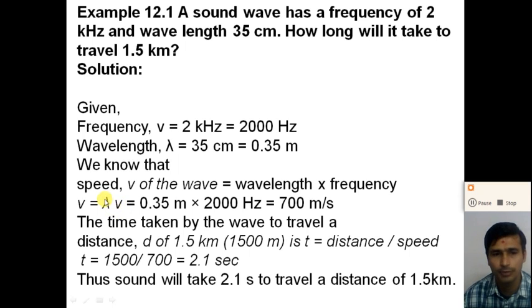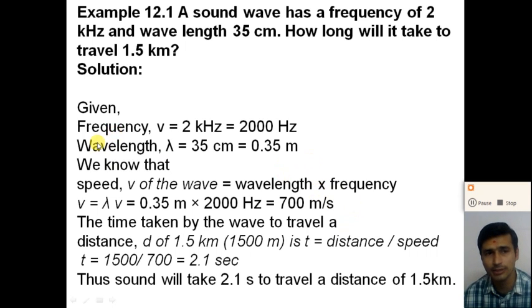So wavelength 0.35 meter into frequency 2000 hertz. If you multiply this, we get the answer 700 meter per second. So the speed of the sound wave is 700 meter per second. That means the sound wave which has a frequency of 2 kilohertz travels a distance of 700 meter in 1 second. So in 1 second this sound wave travels a distance of 700 meter.